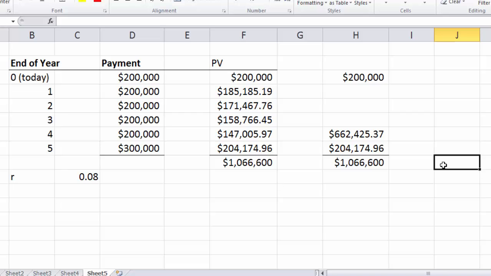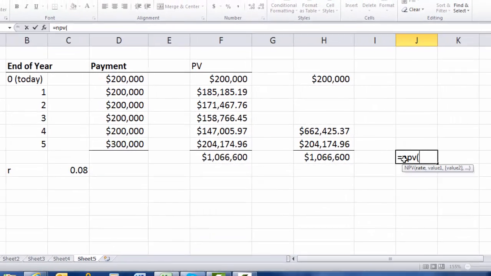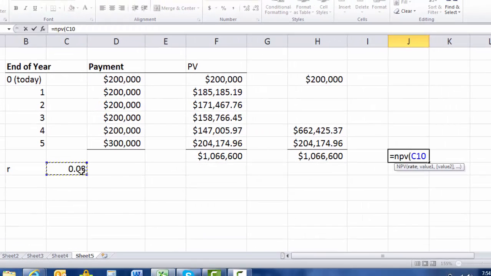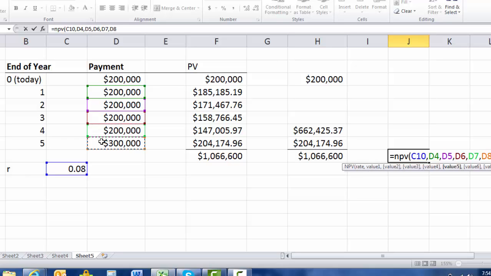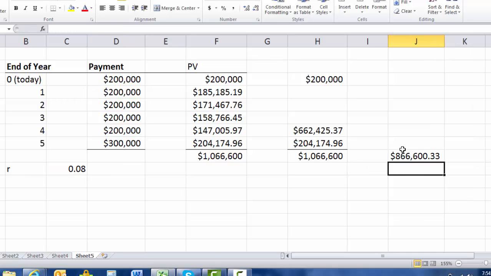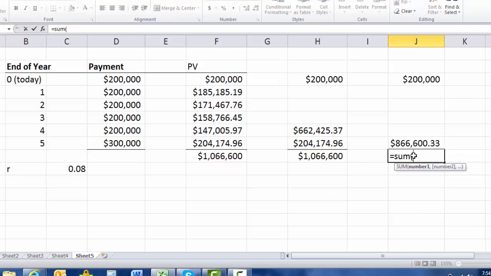There's one way to do it that's even a little bit easier, which is if we take a net present value. Net present value, rate, comma, and then payments 1, 2, 3, 4, 5, close parentheses, and add in, remember, our initial 200,000 here, because it's not discounted at all. Control V, put a line under it, add those together.